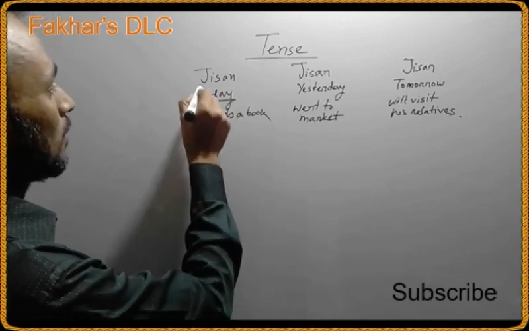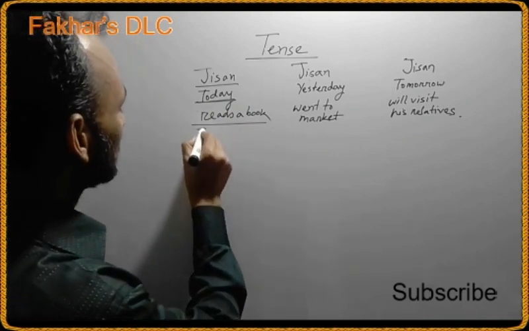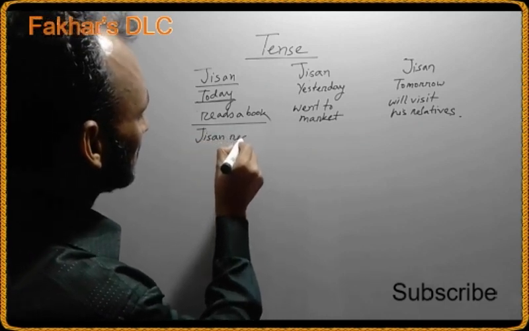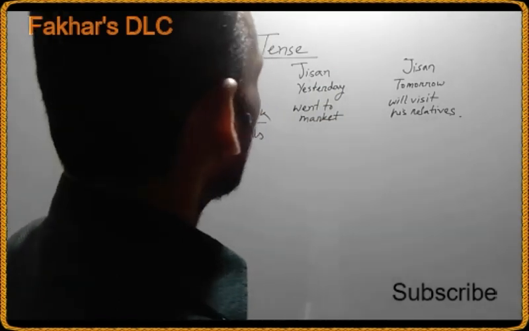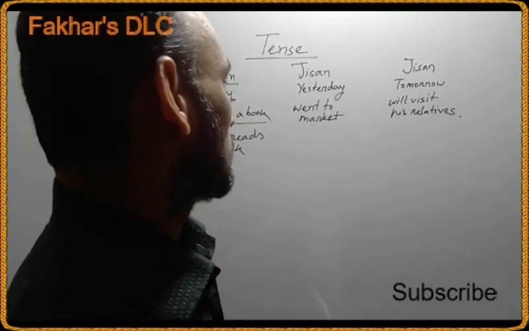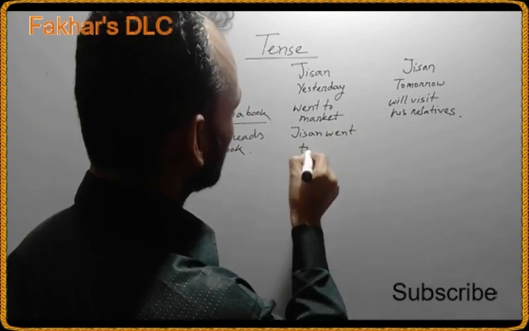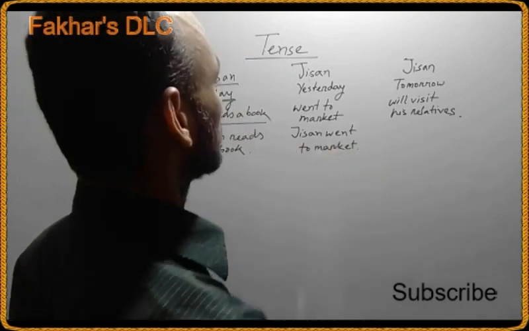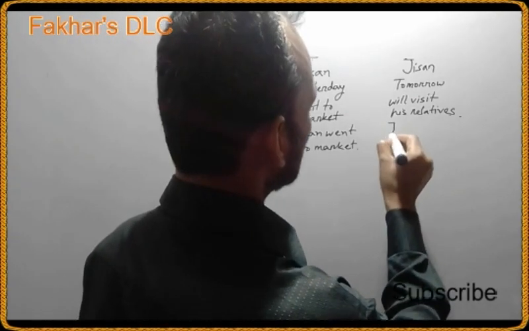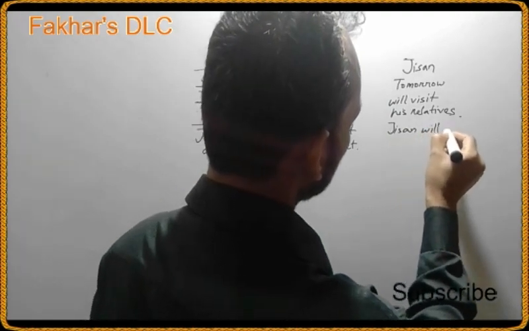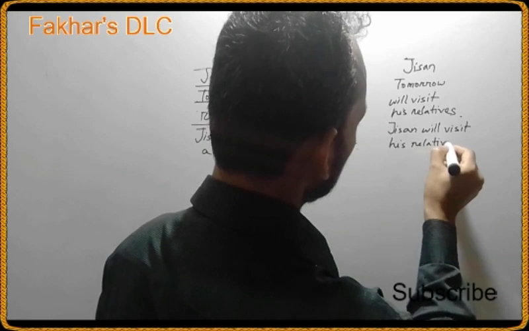Look at the board here. Today, what does Jisan do? Jisan reads a book. So here we can write: Jisan reads a book. What did Jisan do yesterday? We can write: Jisan went to market. What will Jisan do tomorrow? Here, Jisan will visit his relatives.